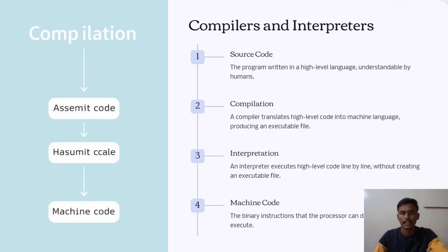Compilers and interpreters. First one is source code, the program written in a high level language understandable by humans. Compilation. A compiler translates high level language code to machine language, producing an executable file. Interpretation. An interpreter executes high level code line by line without creating an executable file. Machine code, the binary instructions that the processor can decode and execute.